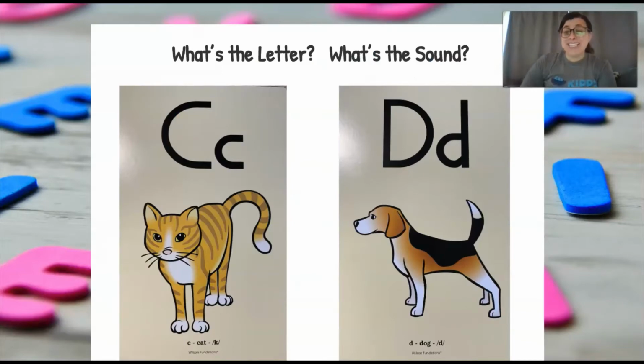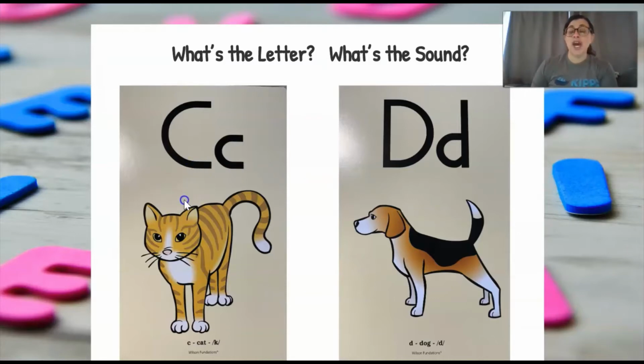Let's start with our uppercase C and D. We've already learned the lowercase c and the lowercase d. We also learned the sounds for these letters. Uppercase letters have the same sound as a lowercase letter. So this is our uppercase C. And in a little bit, we'll learn how to write an uppercase C and an uppercase D. This is an uppercase C. This uppercase C makes the same sound. C, cat, k. C, cat, k.